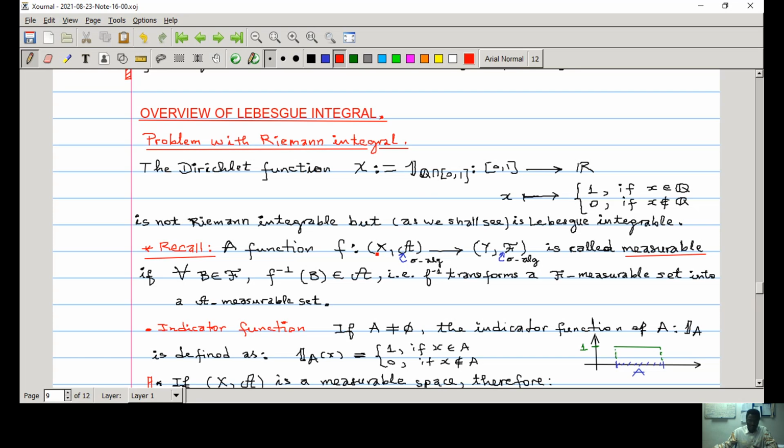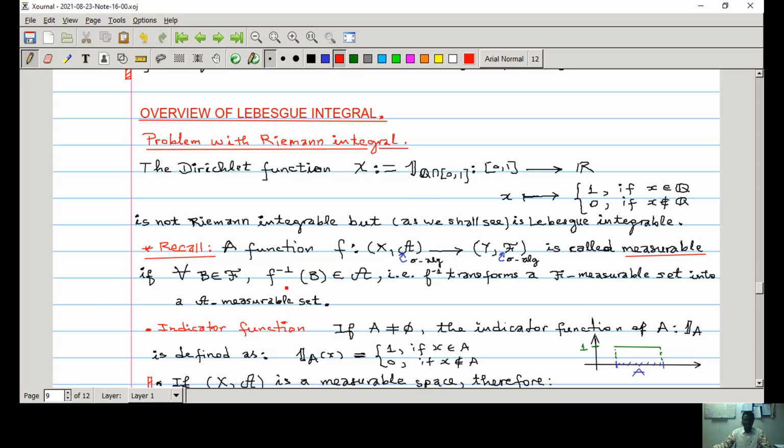So we can conclude with this that the Riemann integral does not exist because the lower integral and the upper integral will not give you the same value. But we will see that for this same function, the Lebesgue integral exists. So that was the motivation. That was the motivation for the Lebesgue integral theory.